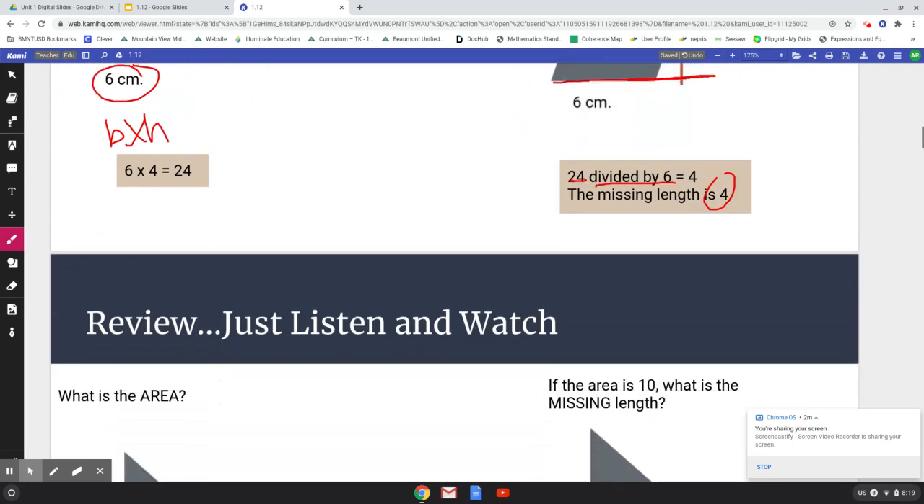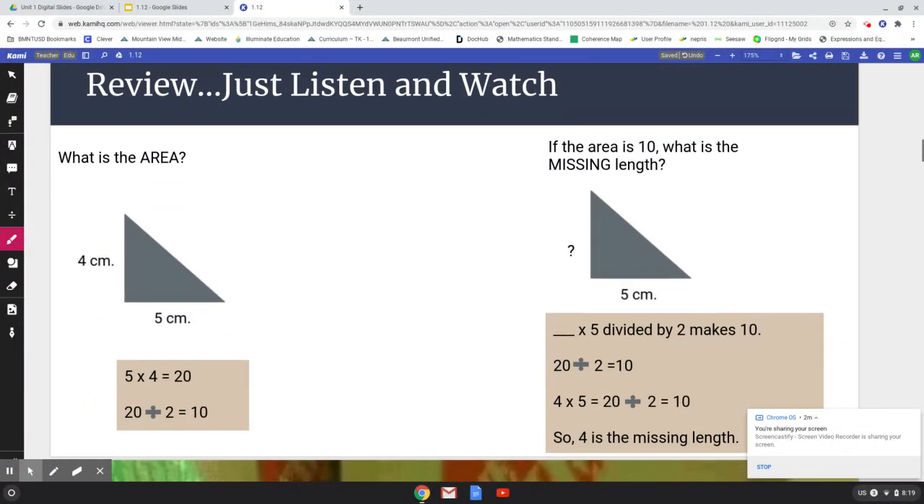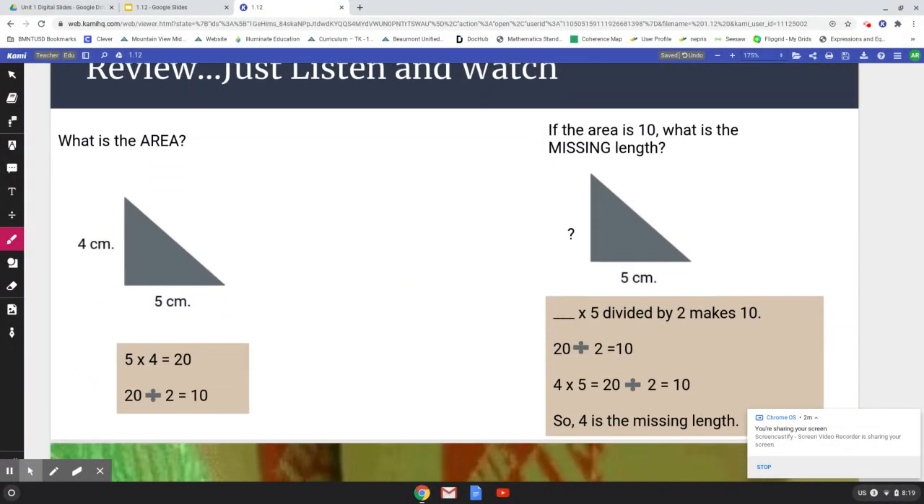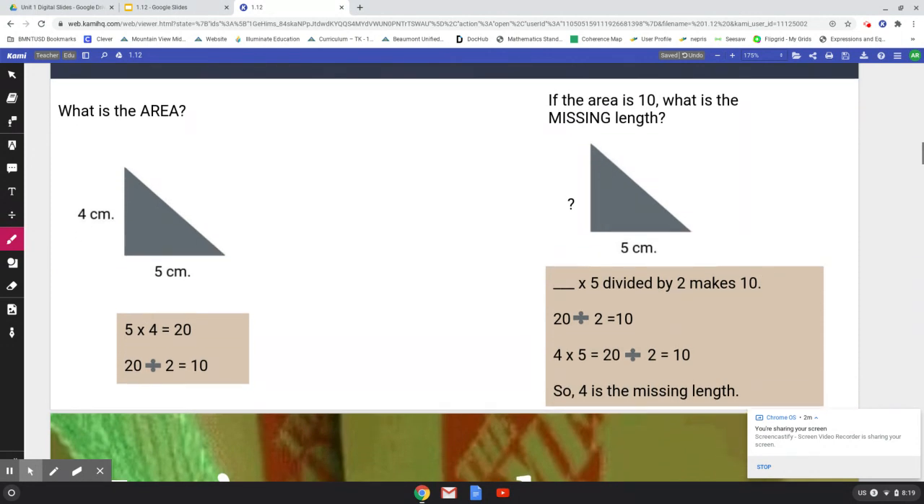Okay? Now, here's where I feel a lot of us are lost and we were frustrated on the quiz. So I want to take a minute on this. So it says, what is the area? So I told you that the triangle formula is base times height divided by 2. That's what I taught you. Okay, well, your base is 5, your height is 4. So 5 times 4 is 20. And I feel like we all understand that.